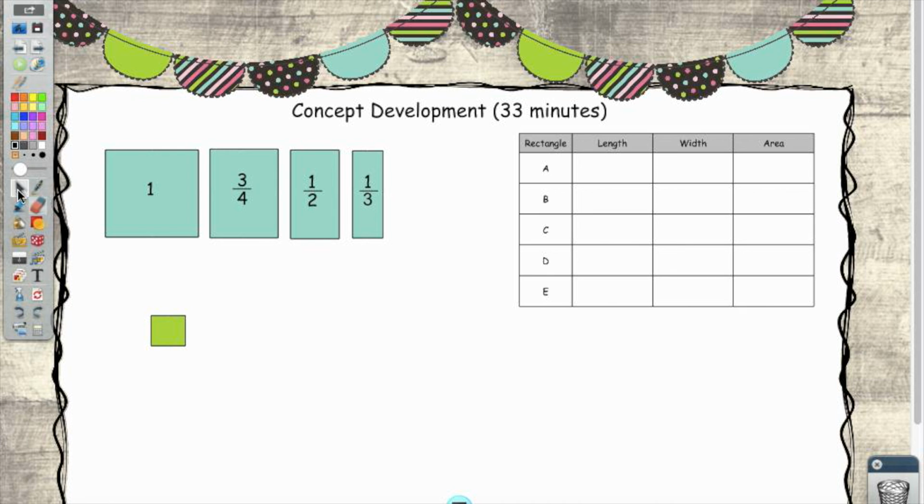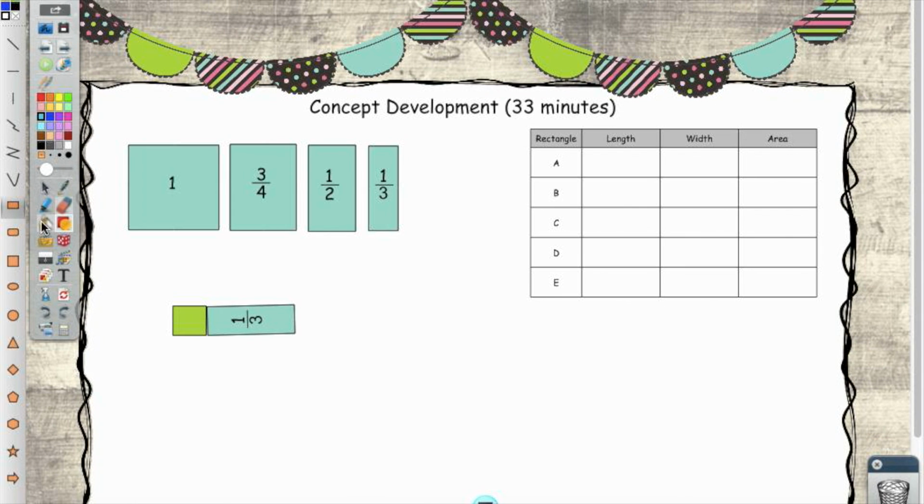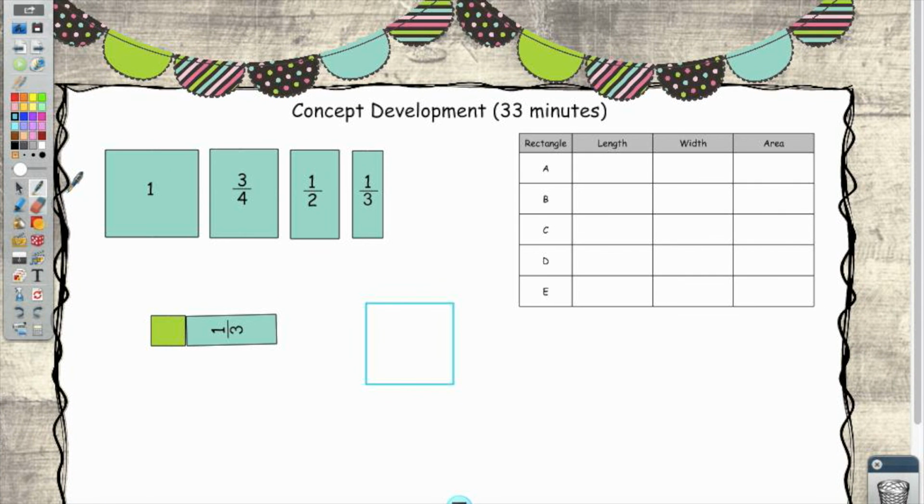Let's take a look at the last rectangle. Now, there's kind of a hint on here because I've never used 1/3. I'm wondering if 1/3 is on here for a reason. Yeah, so it's 1/3 by 1/3. So it's a square, isn't it? So as I make my area model now, make yourself a square. It's going to be 1/3 by 1/3.